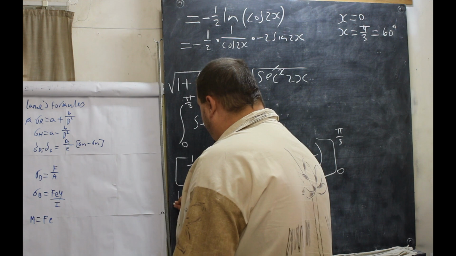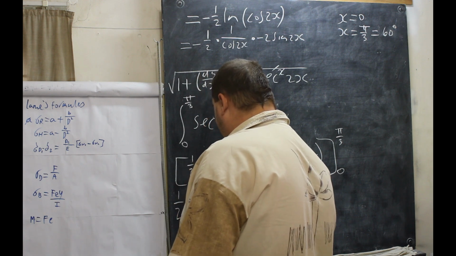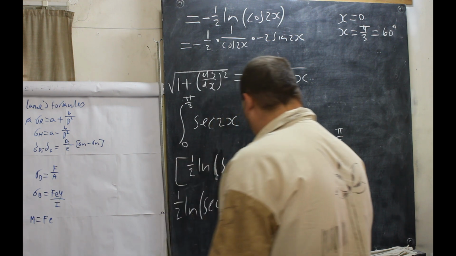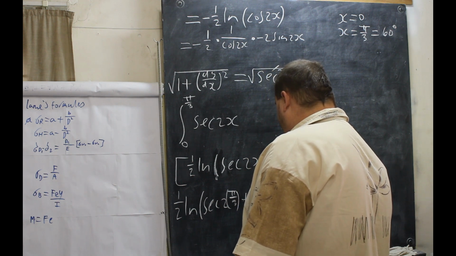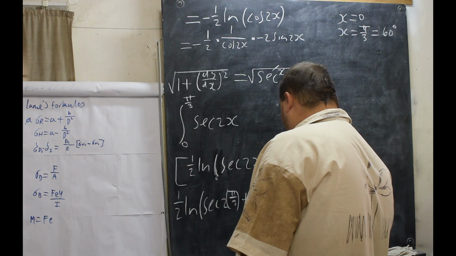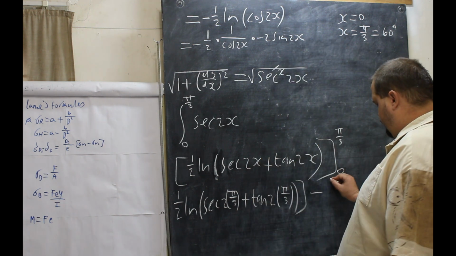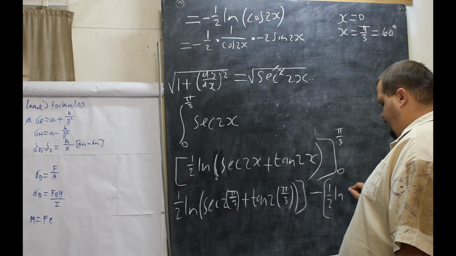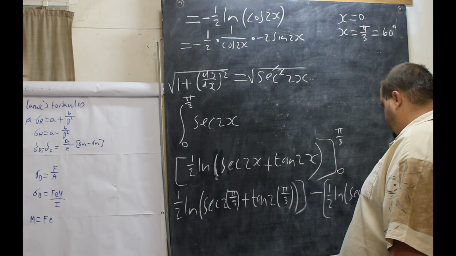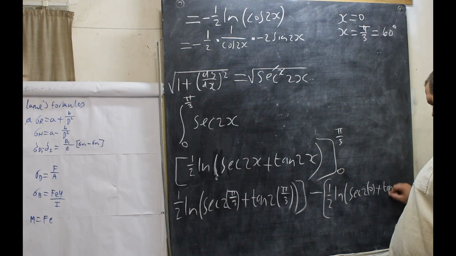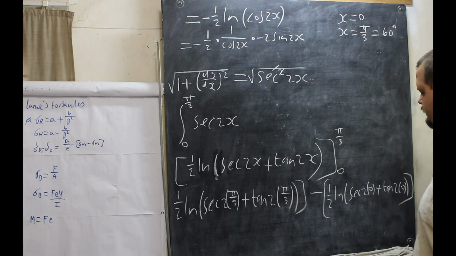So what we have is 1 over 2 ln sec 2 times pi over 3 plus tan 2 times pi over 3, minus a half ln sec 2 times 0 plus tan 2 times 0, and that is what we are left with.